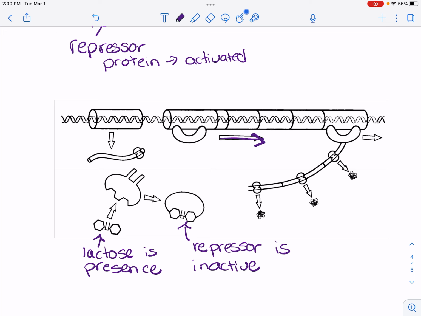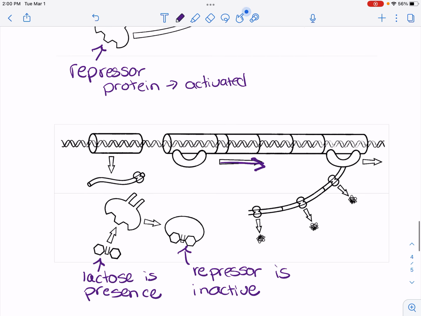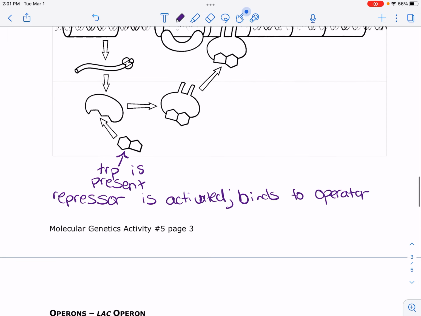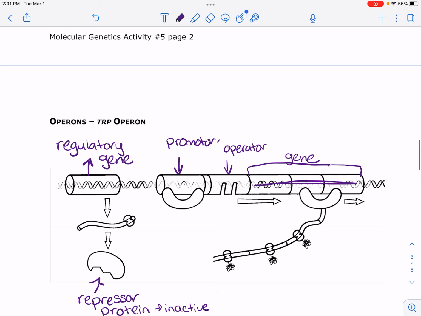Okay, so that's a way to regulate gene expression. Operons are only found in prokaryotes. We do not have operons. So you are not lactose intolerant because you don't have a lac operon. You are lactose intolerant because of other reasons. It has nothing to do with operons, because you, as a eukaryote, do not have operons. Only prokaryotes have operons. We have other things that regulate our gene expression.